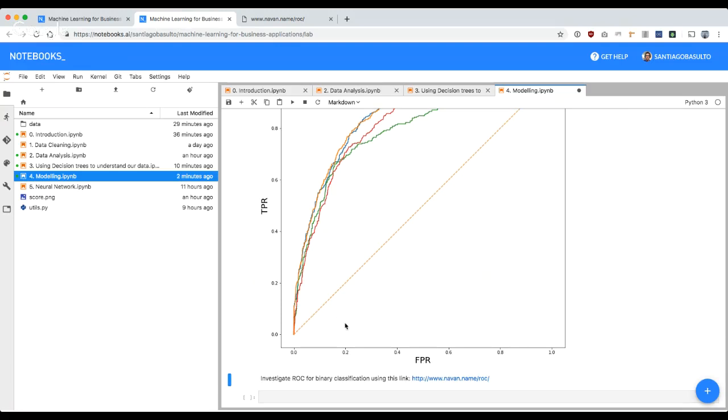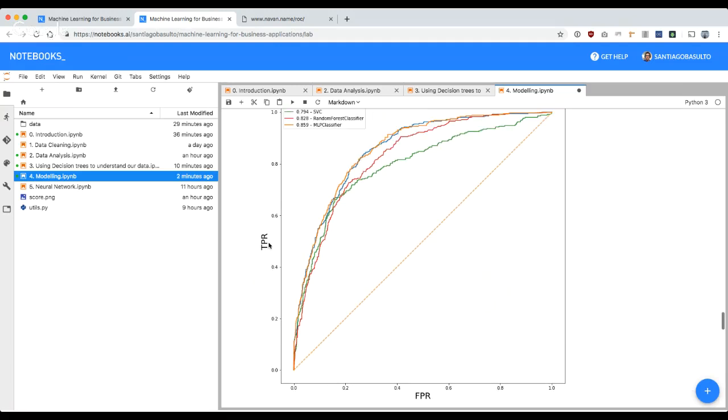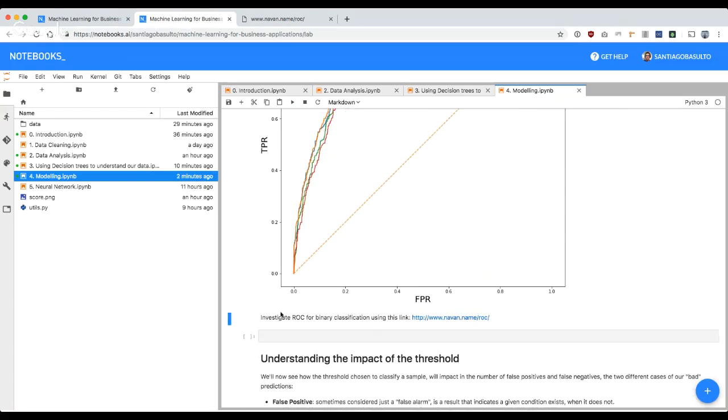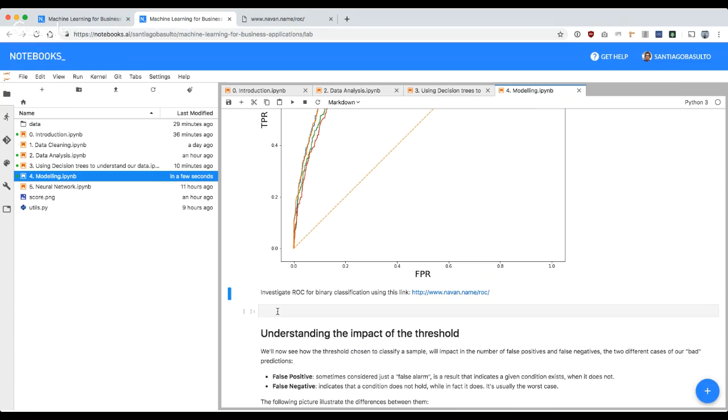How many of those false positives and true positives are going to happen given, and this is the most important thing of this diagram, the threshold that you are considering for your neural network. Or in this case, sorry, not neural network, any machine learning model.